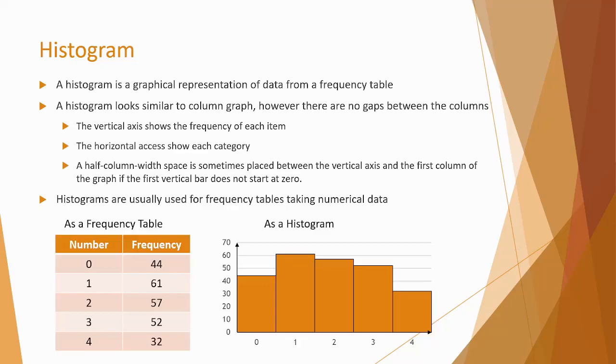So as you can see, I've got a frequency table on the left here, ranging from 0 to 4, and our frequencies for each of those numbers are on the right. And then on the right hand side I have a graph, and that graph is the histogram, and you can see the categories down the bottom, the 0 through to 4, and you can see the frequency up that left hand side, and each of those columns match up with the frequencies in that table.